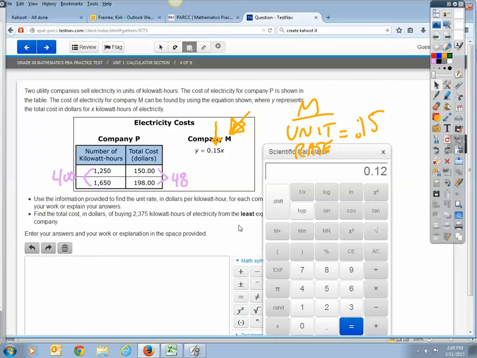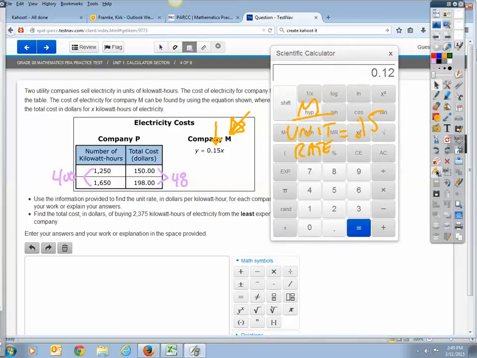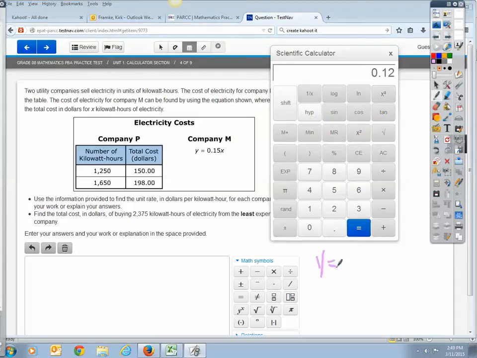Then find the total cost in dollars of buying 2,375 kilowatt hours of electricity from the least expensive company. That's company P. So the easiest thing to do on this problem is to create an equation. So if we have y is equal to my slope times x, my slope here is going to be 12 cents. So let's plug in 2,375 for x. So I have y is equal to 0.12 times 2,375.